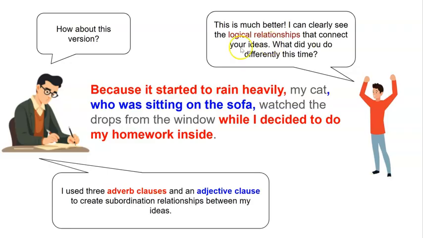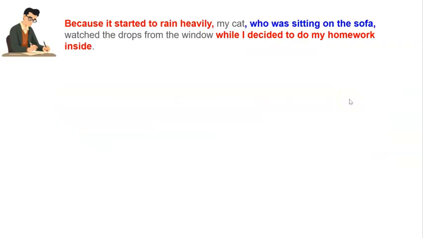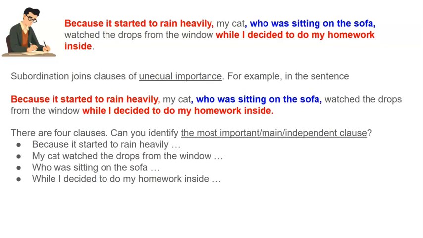In fact, he even highlighted them in different colors. Can you explain it to me? Asks Ben. So then the writer moves on to a deeper explanation. He starts by reminding his friend that subordination joins clauses of unequal importance. That means that one of the clauses is more important than the others, unlike in coordination, in which both clauses are equally important. So subordination joins clauses of unequal importance.